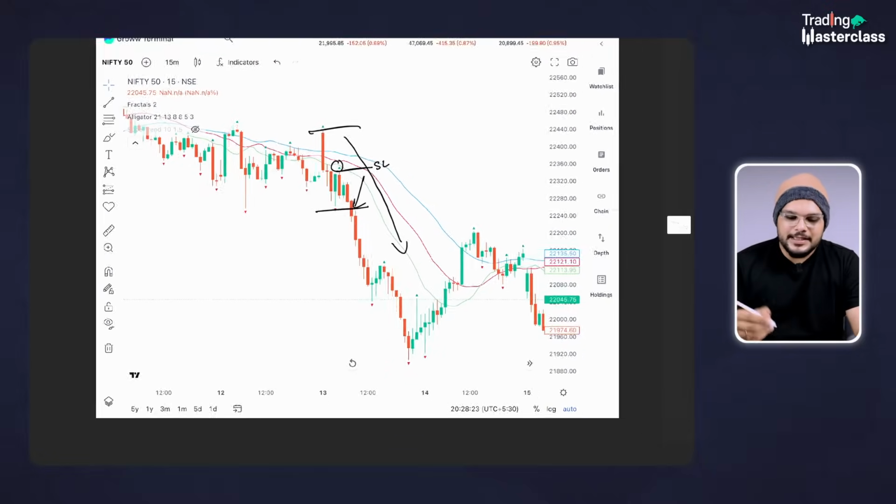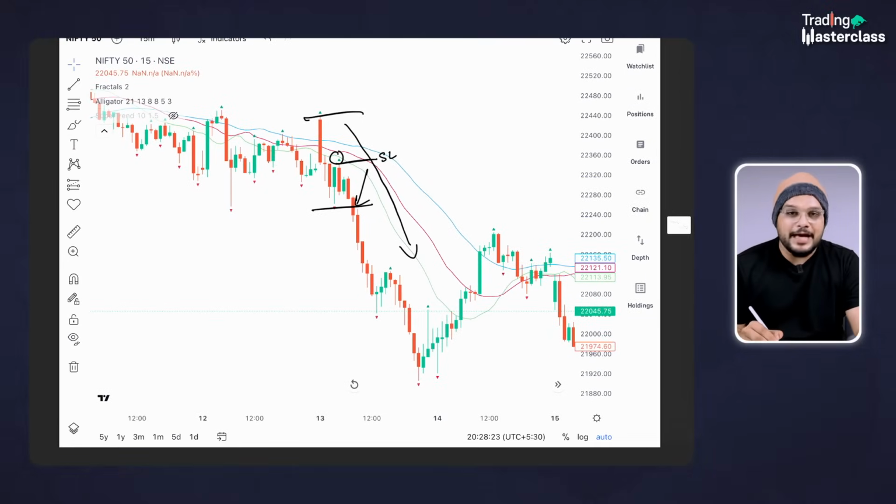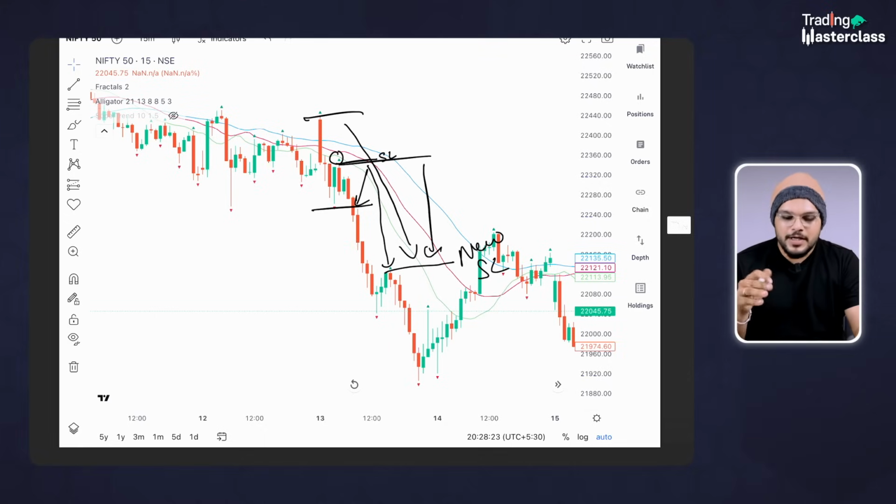So unless a new swing high formation happens below that, you are not going to trail your stop loss. First thing, your initial stop loss was here, and after the formation of a new fractal, you are going to move your stop loss to this new level. With that, you are going to secure your profits when the market moves in your favor. So it's a simple way of managing the exits.